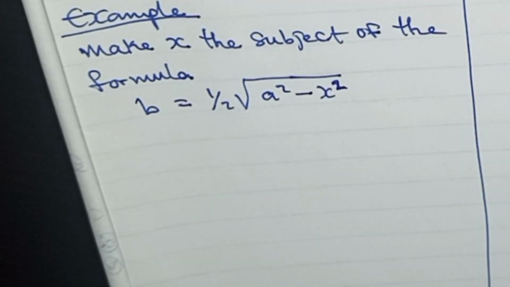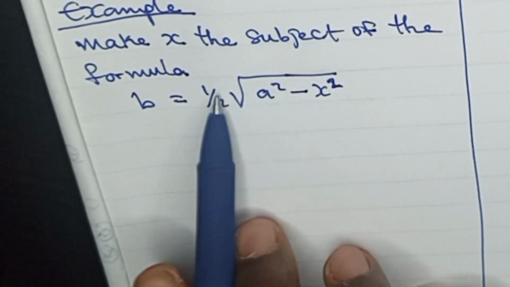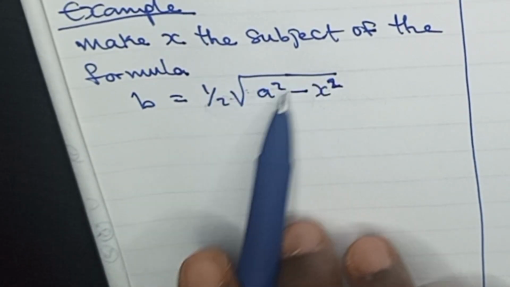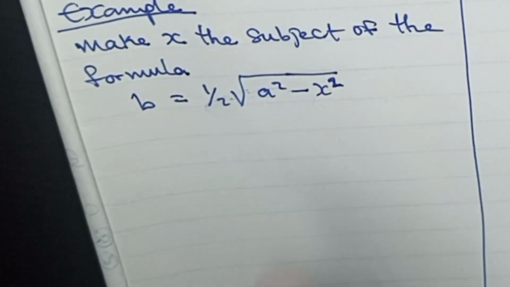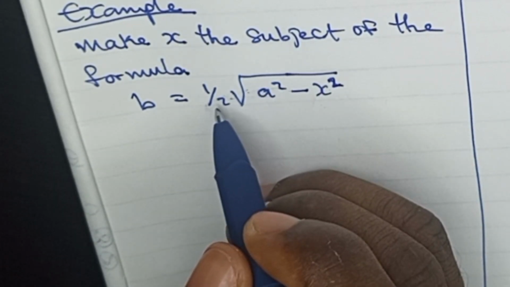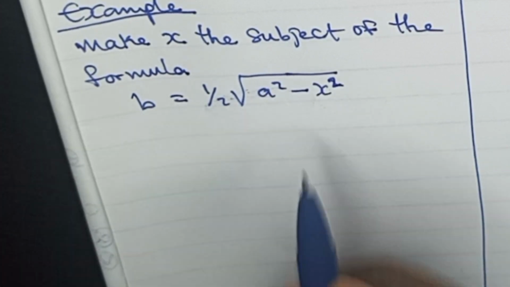So we have to make x the subject of formula. From here, x is surrounded by all of these values, so we have to move them away to the other side to make x stand alone. So what do we take away first? We bring this 1 over 2 to this side first.